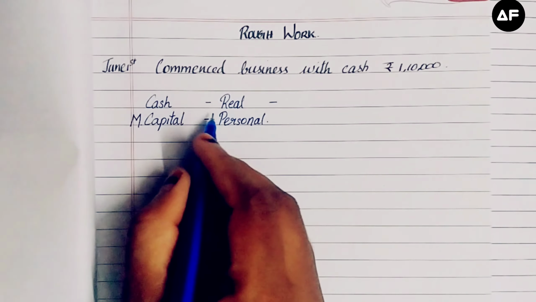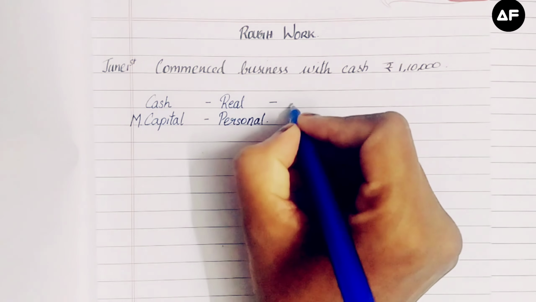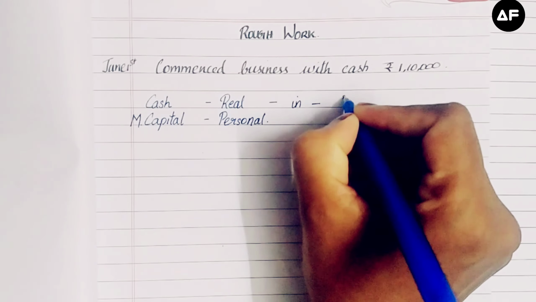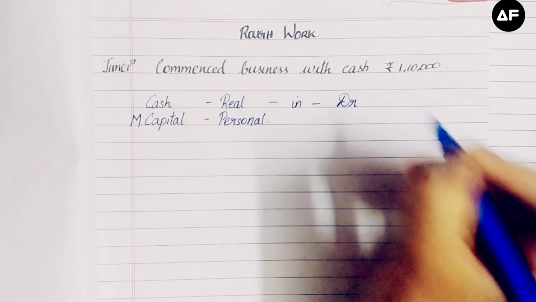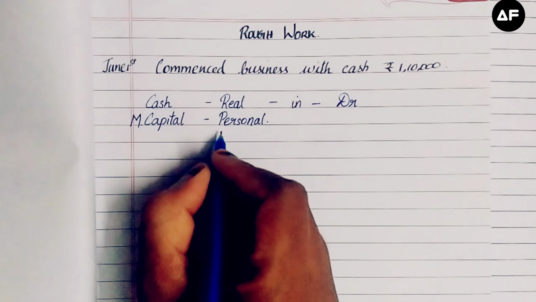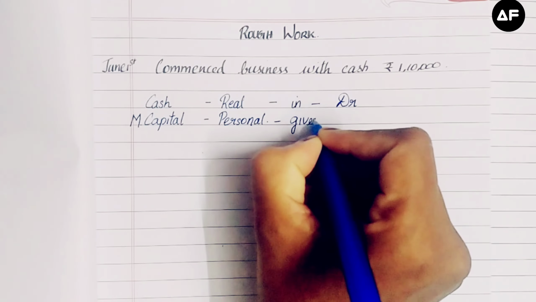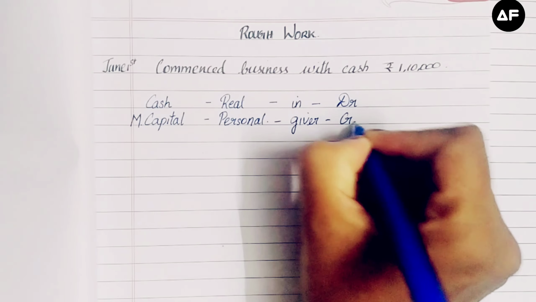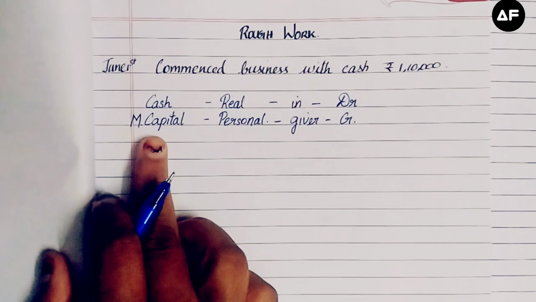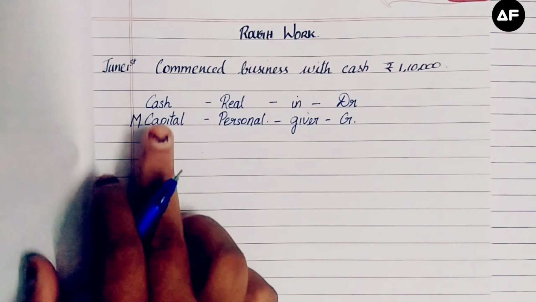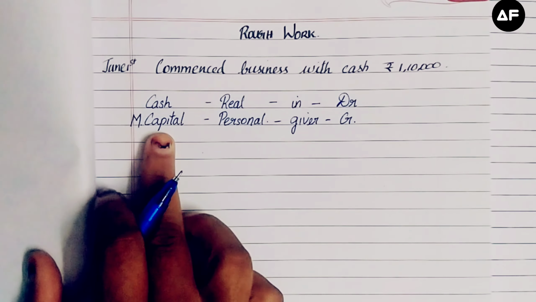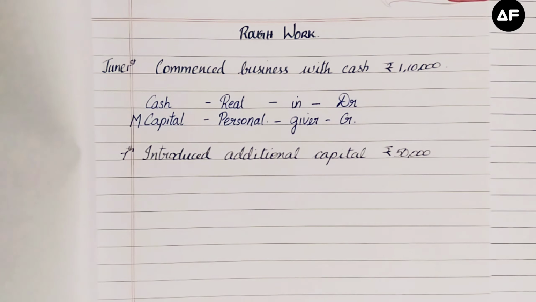In the real account, cash is coming inside the business. Therefore, whatever comes in, according to the golden rules, we are going to debit it. And in the personal account, Mohit is giving the capital. He is the giver. Therefore, we are going to credit the giver. So, debit what comes in and credit what goes out. So, cash account debtor to Mohit's capital account is going to be the first entry.